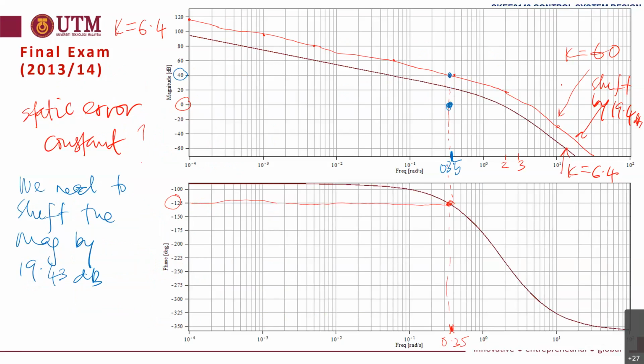How can we do it? We can do it by adding a lag compensator with the value of minus 40 dB, because 40 minus 40 becomes 0. So we add here a lag compensator at this point, so that when we add the magnitude with K equal to 60 and the lag compensator, it becomes 0. Any question up to now?